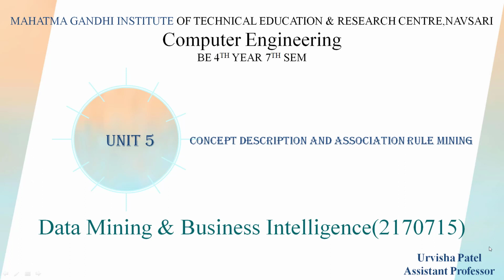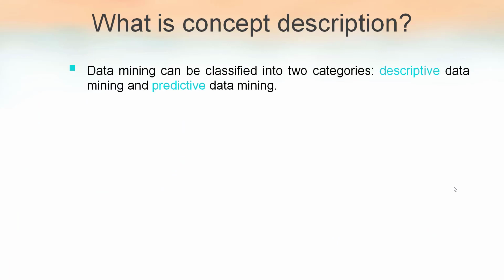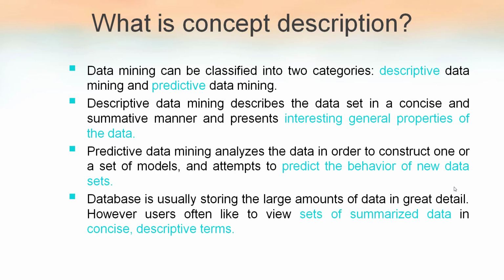Today we are going to learn unit number 5, Concept Description and Association Rule Mining. What is concept description? Data mining can be classified into two categories. First is descriptive data mining and second is predictive data mining. Descriptive data mining is used to describe the data set in a concise and summarized manner. Descriptive data mining is used to present interesting general properties of the data. Concise means giving a lot of information clearly and in a few words.